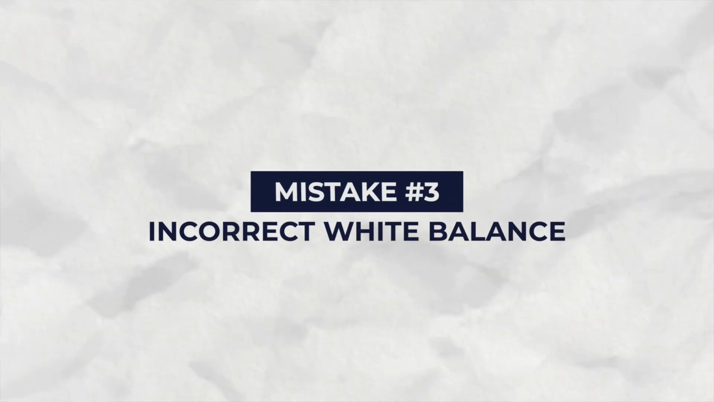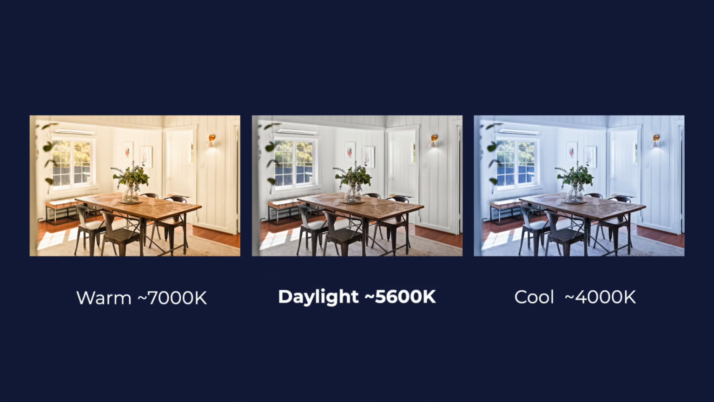Mistake 3, incorrect white balance. The next most common mistake is inaccurate white balance, and it's most noticeable when a photo has too much warm or orange color. But it can also happen when the photo is too cool or blue. And this is more of an editing problem than a shooting problem, especially if you're using a third-party editor who might have an uncalibrated computer monitor.